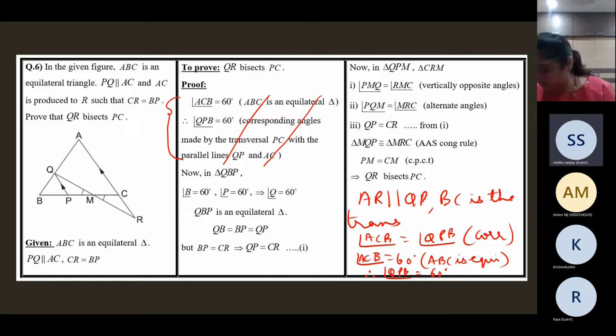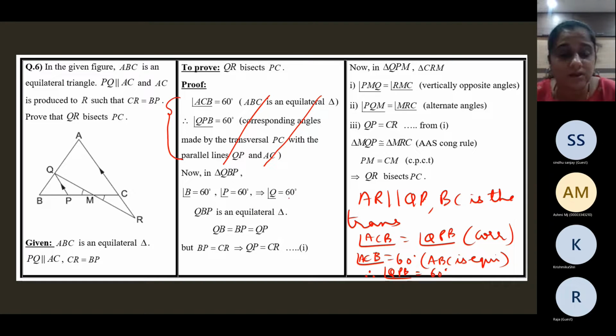Then in triangle QBP, angle B is 60 degrees, P is 60 and Q is 60. How do I write this directly? Okay, I've written implies, QPB is equilateral.